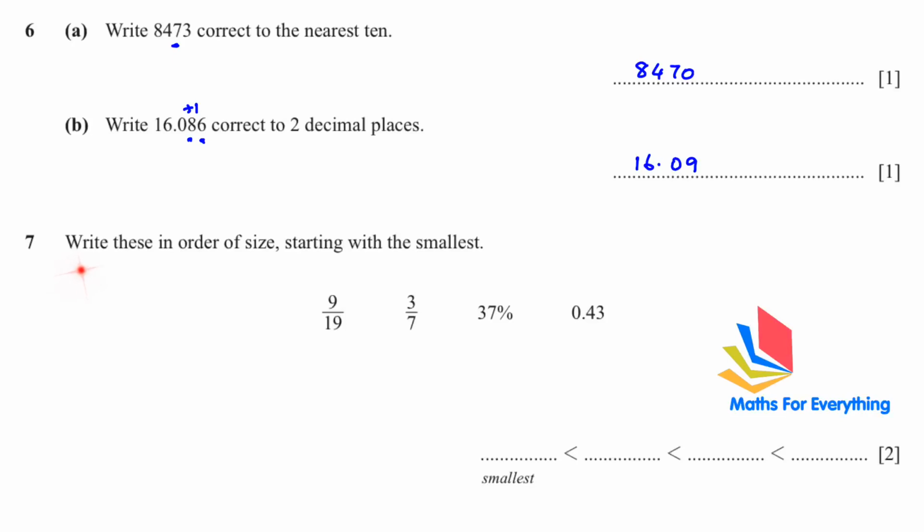Question number 7. Write these in order of size, starting with the smallest. Whenever you have a question like this, turn everything into a decimal first. So I've written it down in the decimal place. And then you can see which is the smallest, 37%. We write the original value, not the decimal value. And then we have 3 over 7, 0.43, and the last is 0.47. Oh, sorry. I have to write it in a fraction form. So that will be 9 over 19.